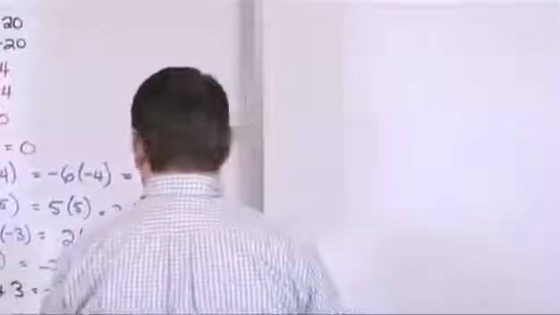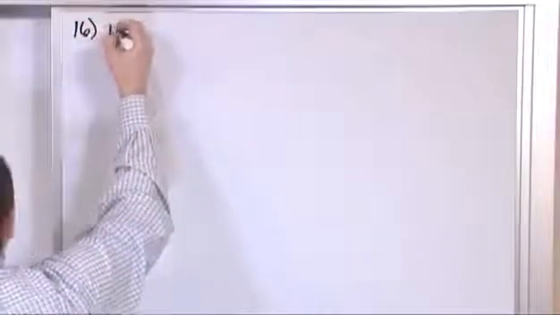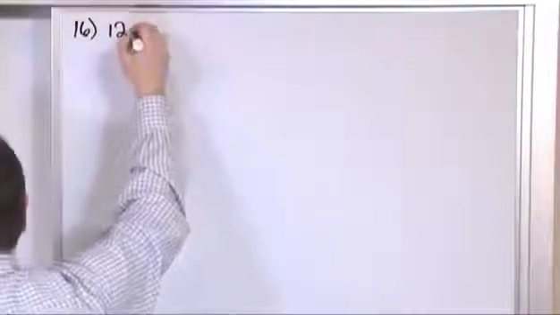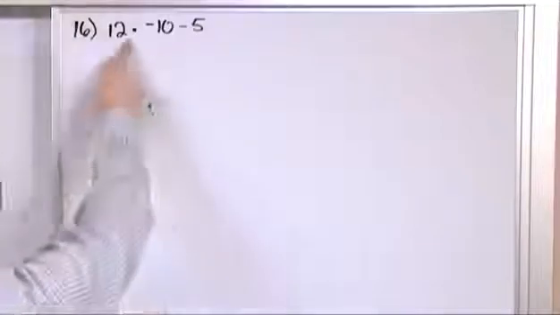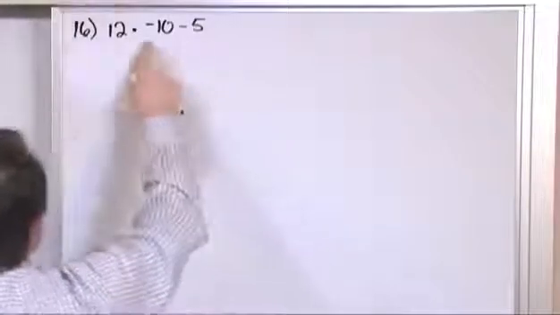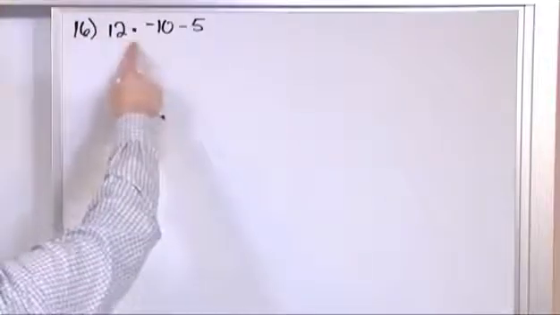Now, let's say for number 16, we have 12 times negative 10 minus 5. When you look at something like this, written this way, it's one reason why we don't do this. You're not really sure, should I multiply, should I subtract, what should I do first? But you've got to remember, this is multiplication.